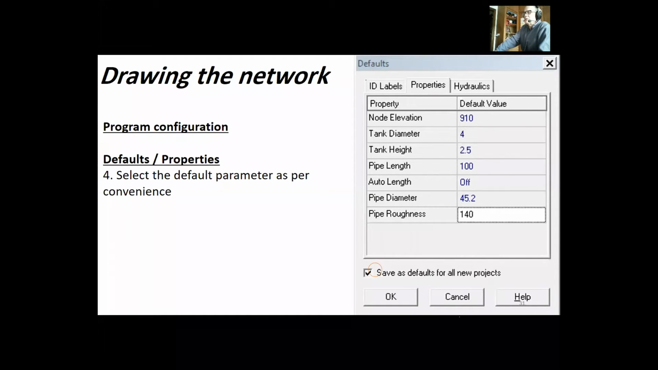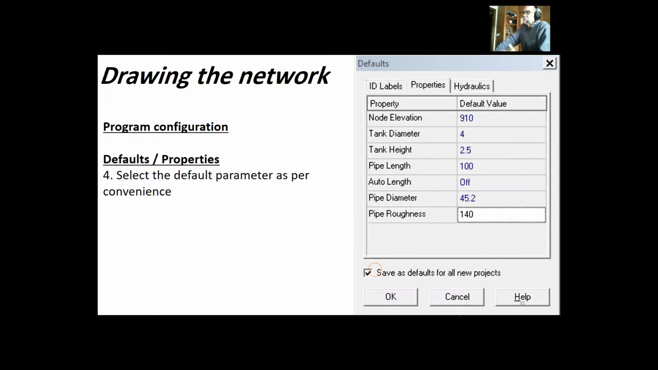Below you see the option to save it as default. Then you go to the properties. Those are figures that appear when you open or when you create a new element. Let's say I create a new tank. If I write 2.5, it means the new tank height will be 2.5, but you can change it.